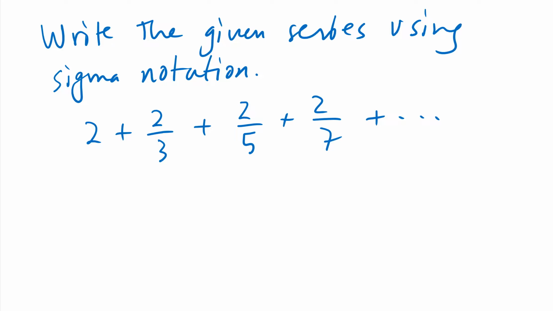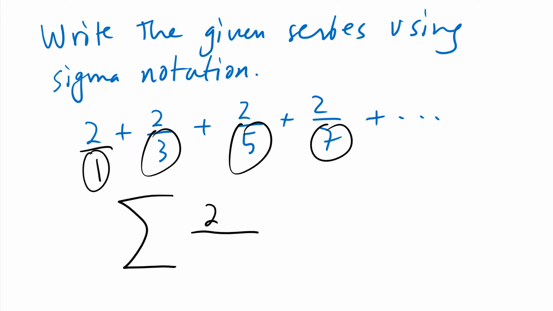okay, so what do you see in here? We have 2 on the top, so we need to find the sigma notation. There's always 2 on the top. In the denominator, the numbers are 1, 3, 5, 7. Those are odd numbers. Any odd number can be written in the form 2n plus 1. Any even number can be written in the form 2n.